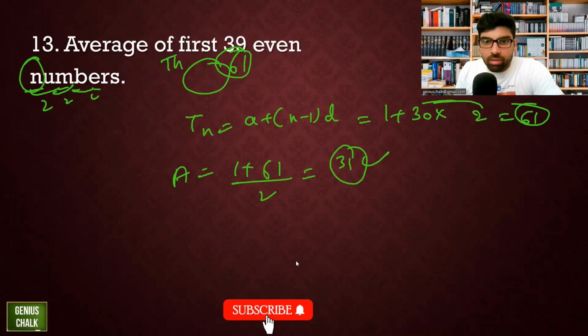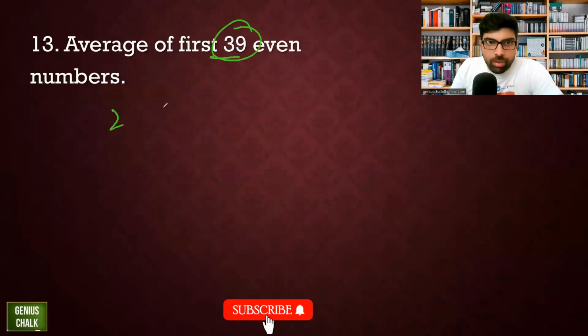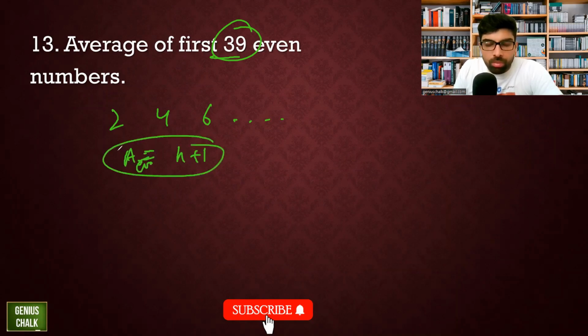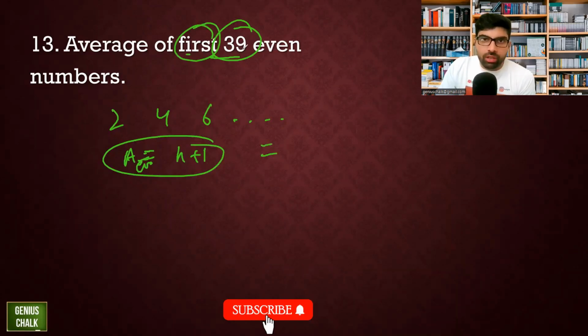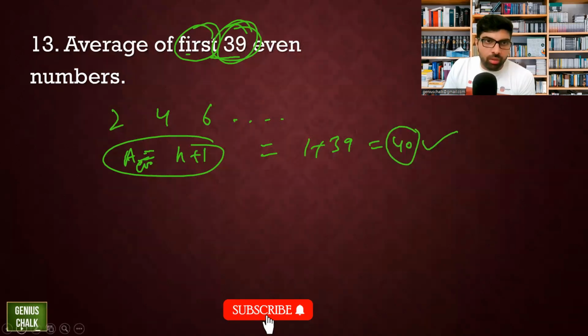Average of first 39 even numbers, we have discussed. First 39 even numbers. So first will be 2, then 4, then 6, and so on. So what is the average? n plus 1, we have done. Average of even numbers is n plus 1; for odd numbers it is n, because the sum is n square. So 39 even numbers, it's saying first 39, so there is no need to do anything. The formula is 1 plus 39, 1 plus n, that is 40. Average of first 30 even numbers.